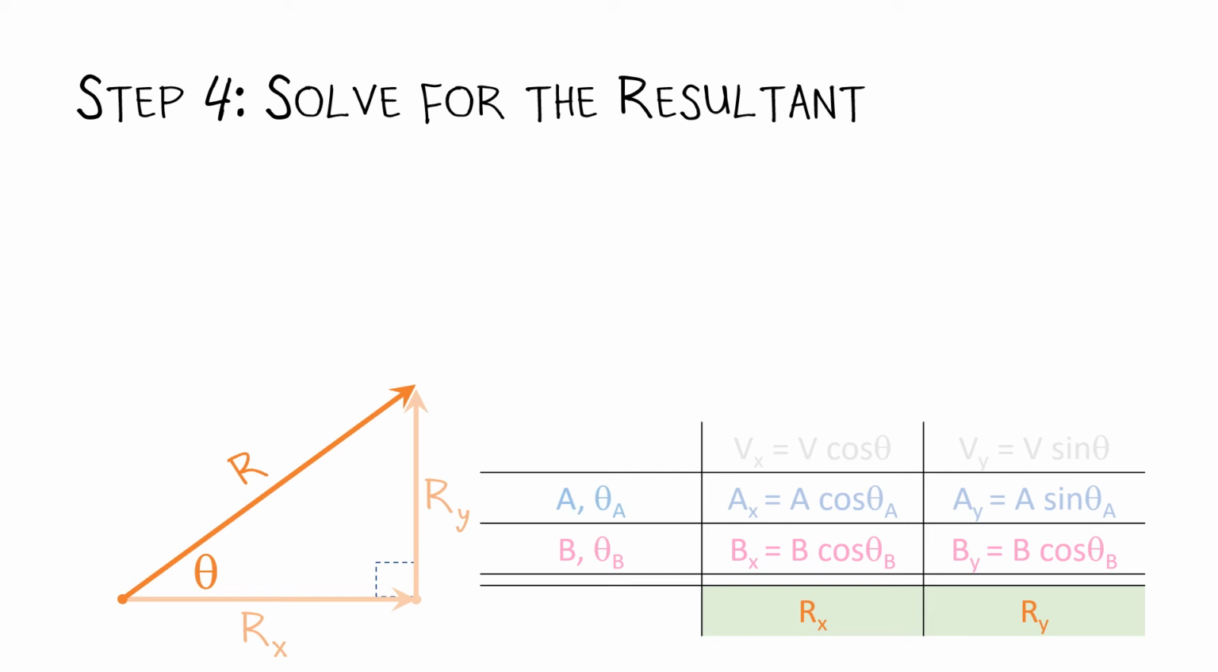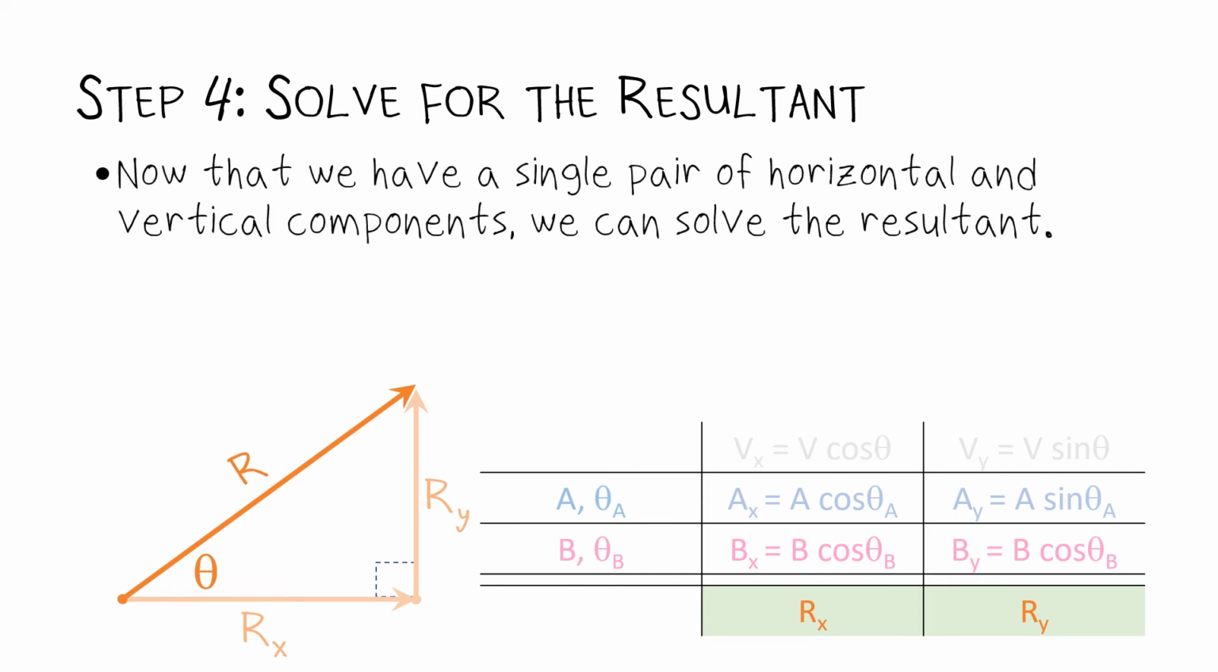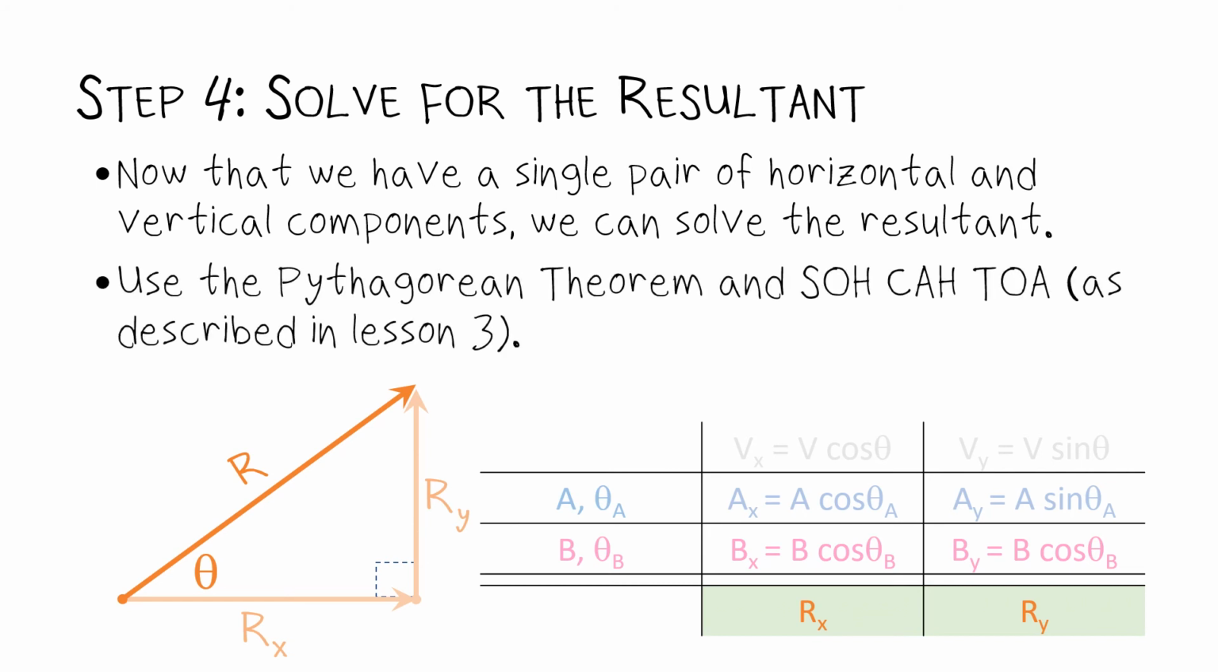And from that point, we've turned our individual components into a new right triangle. We have an Rx value and an Ry value that are perpendicular to each other. So we can use the skills that we talked about in lesson 3, where we took two perpendicular components and built them up into the resultant again. And we can solve for the length of R and the angle of R. And that's the goal. Now we have the resultant.